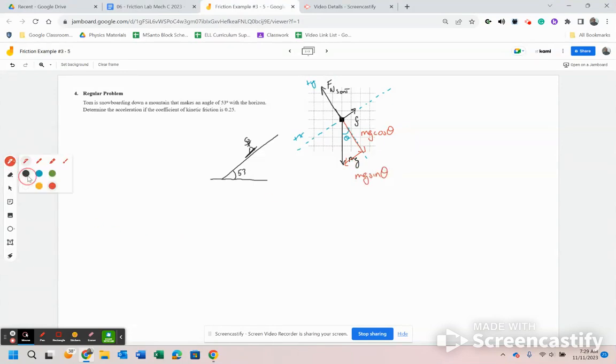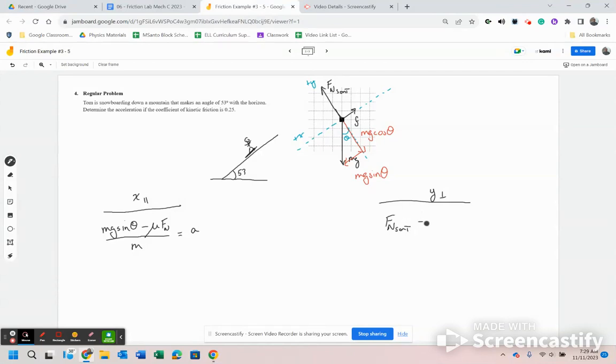Okay, and then I'm going to set up Newton's second law parallel to the incline and perpendicular to the incline. So I'm going to have mg sine of theta minus our kinetic friction over the mass is equal to the acceleration. And then I'm going to have the normal force of the slope on Tom minus mg cosine theta equal to 0 because it's not accelerating perpendicular to the incline.